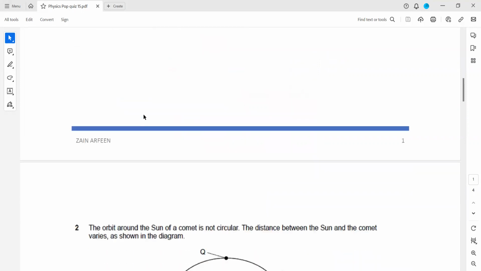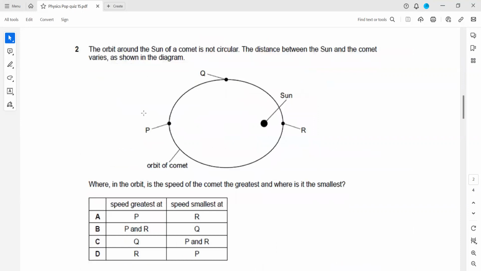Moving on to the next question. The orbit around the Sun of a comet is not circular. The distance between the Sun and the comet varies, as you can see in the diagram. What actually happens is that the total energy is conserved. The total energy is a sum of kinetic plus potential. The total energy of any comet or a planet is equal to the sum of potential plus kinetic. So if it is closer, the potential energy will be lower, the kinetic energy will be higher. If it is further, the potential will be higher and the kinetic will be lower.